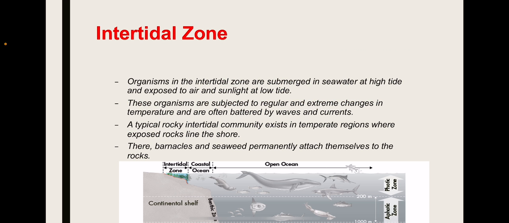Intertidal zone. Organisms in the intertidal zone are submerged in seawater at high tide and exposed to the air and sunlight at low tide. These organisms are subject to regular extreme changes in temperature and are often battered by waves and currents. Typically, rocky intertidal communities exist in temperate regions where exposed rocks lie along the shore. Plankton and seaweed primarily attach themselves to the rocks.